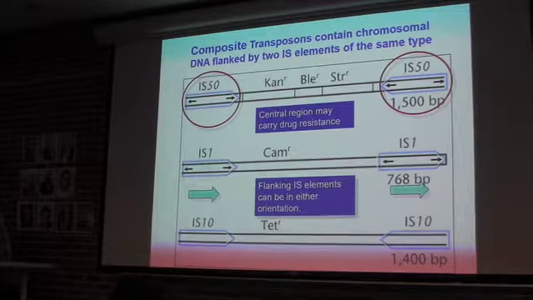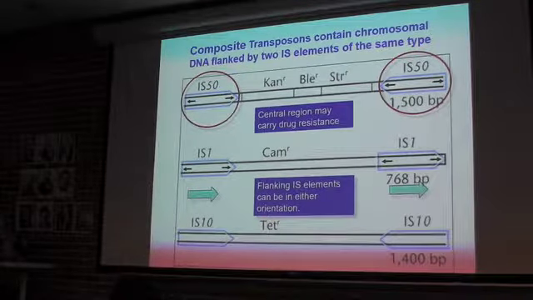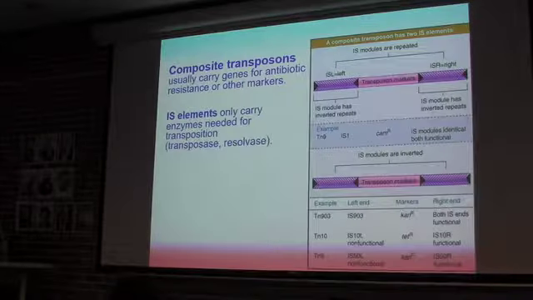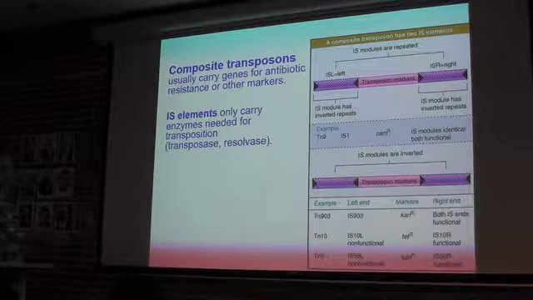Central region can carry drug resistance. We can carry anything from the chromosome. And the flanking IS elements can be in either orientation. Okay, this is a figure from the book. And here you see again, just drawn a different way.